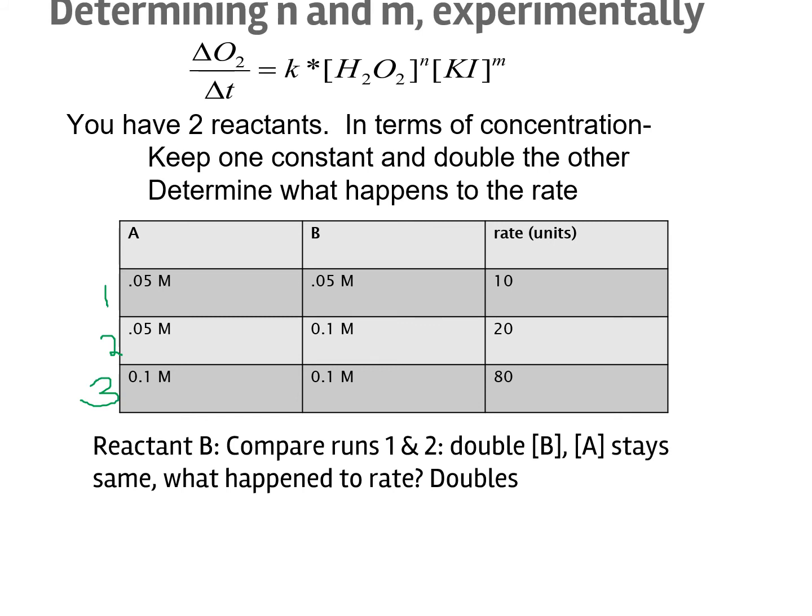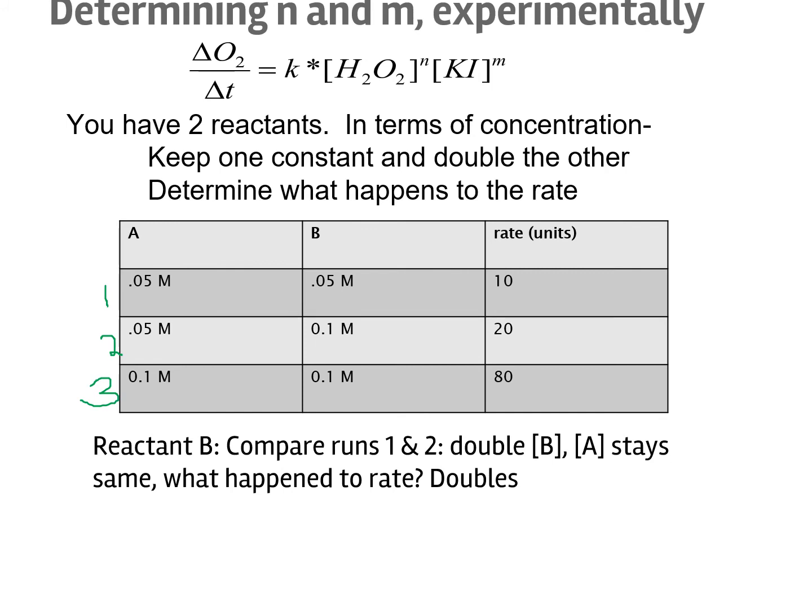So that means that if I double the concentration of reactant B, look at what happens to the rate of my reaction. It's going from 10 to 20, which is a double, right? Okay, so let's hold it there.